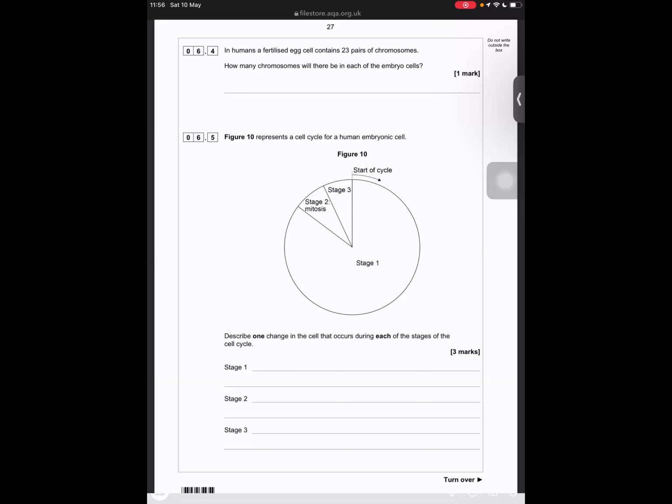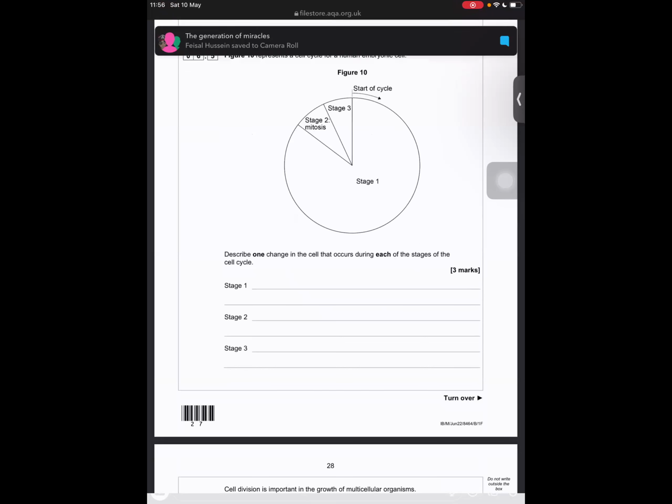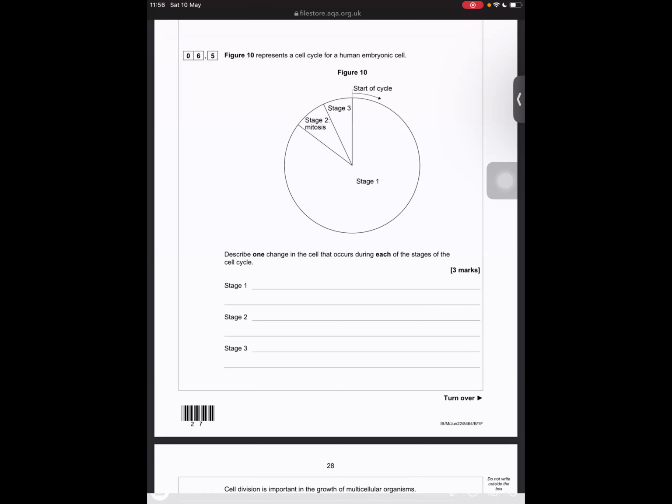Okay. Figure 10 represents a cell cycle for a human embryonic cell. Describe one change in the cell that occurs during each of the stages of the cell cycle. Oh boy, I'm not too sure of this. I think we'll just have to go with the marking scheme on this one.